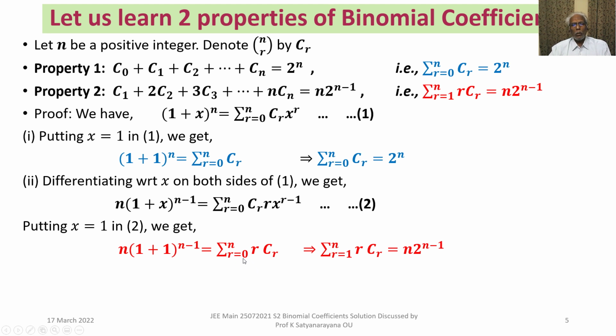When r is equal to 0, r times Cr is 0 times C0, which is 0. Therefore, the summation can be written as starting from r equal to 1 to n: the sum of r times Cr is equal to n into 2 power n minus 1. And this is the second property of the binomial coefficients. These two properties are very important, and very often we will be using these two results. So, let us now go into our problem.